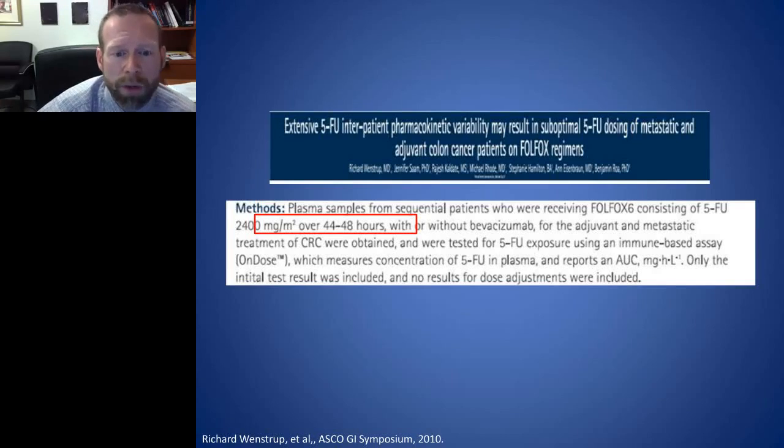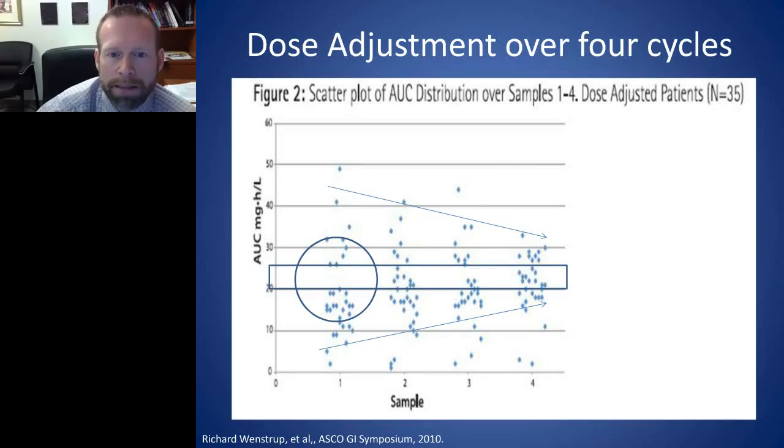Another study I just want to touch on, this is again from an ASCO symposium. This is out of the Wenstrup group from 2010. And this was looking at plasma samples from patients receiving FOLFOX6 over 44 to 48 hours for adjuvant and metastatic treatment of colorectal cancer. And they were looking at an immunoassay called ONDOS that was measuring 5-fluorouracil. The thing that I want to point out from this study is really the dose narrowing.